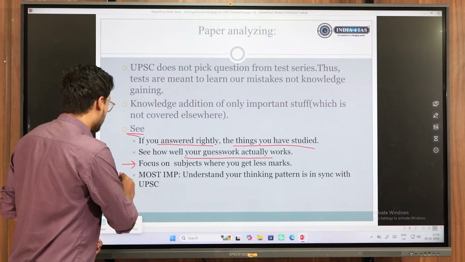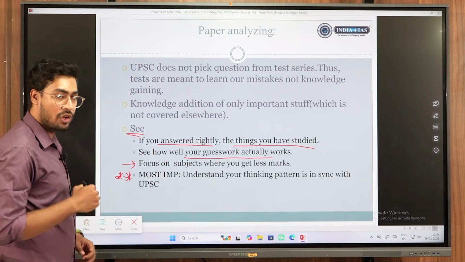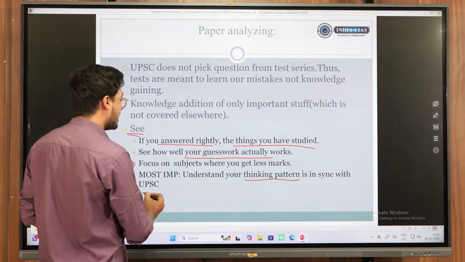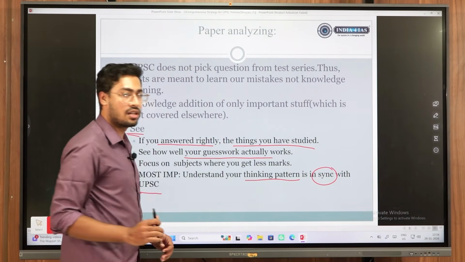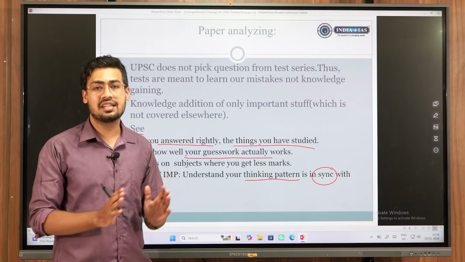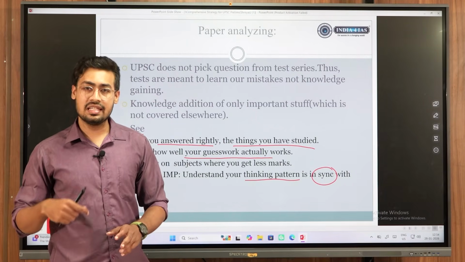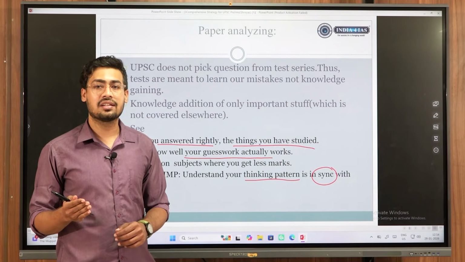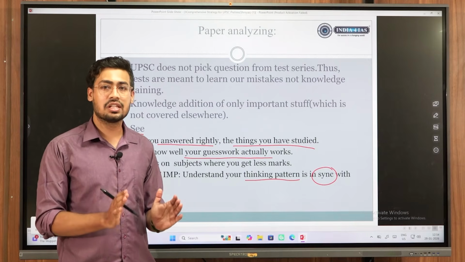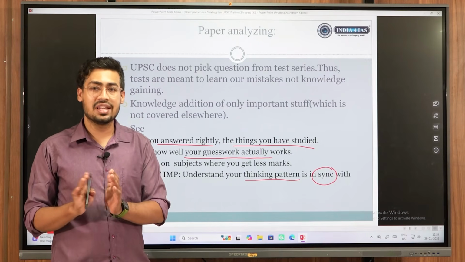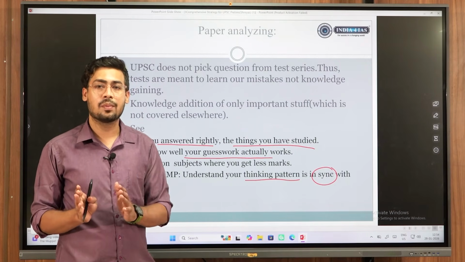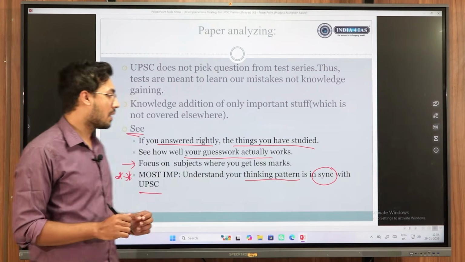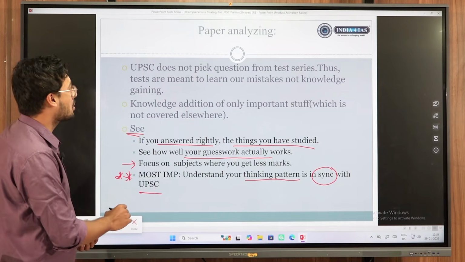Another most important thing when we are giving mocks or analyzing the paper is to understand if our thinking pattern is in sync with the UPSC. Like I said, the question setter differs. UPSC has a different question setter, and each institute will have its own different question setter. But we need to see if the way of asking questions of the institutes is in sync with the UPSC. Because if there is a wide divergence, then in the actual exam you might try to attempt by thinking similar to those of the institute. So a word of caution, choose a good test series.